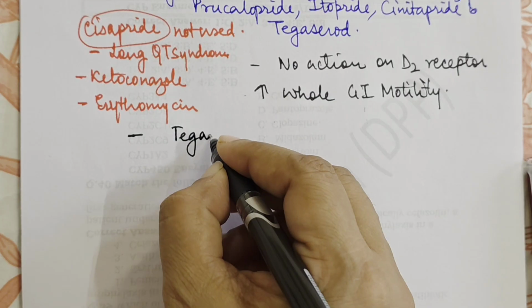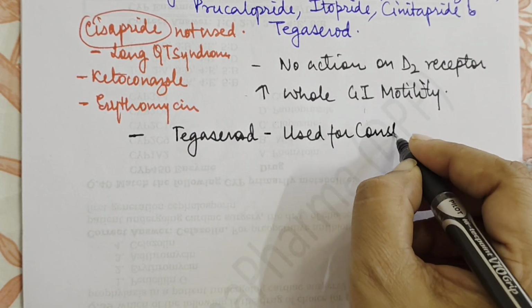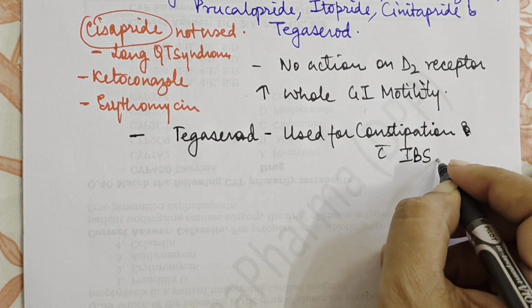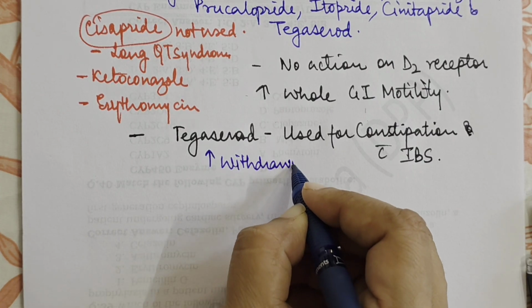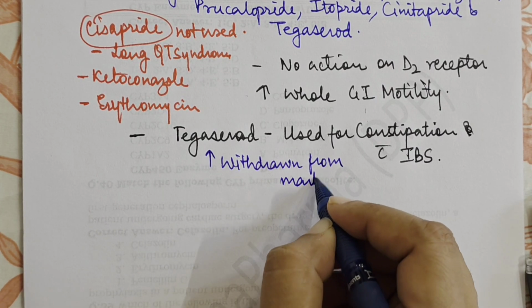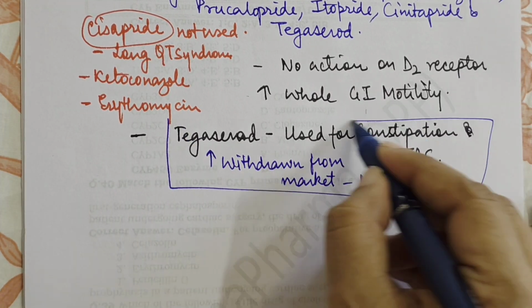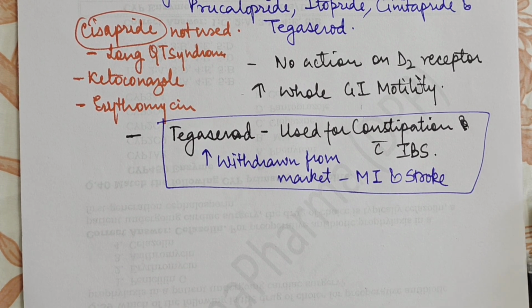Then tegaserod is used for constipation with irritable bowel syndrome, but this tegaserod is now withdrawn from the market. Why? Because it had a tendency to cause MI and stroke. So this is something very important, that tegaserod was used for constipation with IBS, but now it is withdrawn from the market due to myocardial infarction.